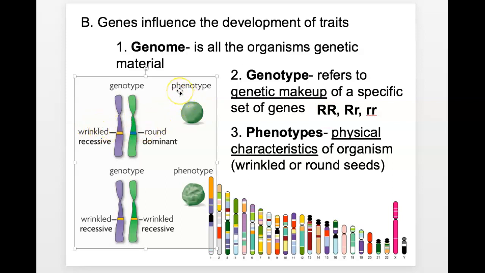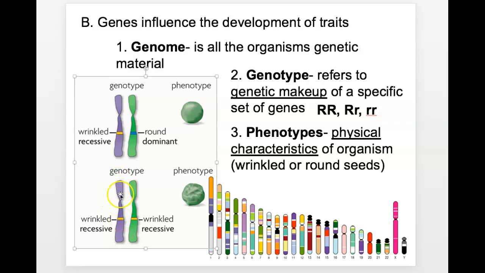which then brings us to our phenotype. And again, the phenotype is the physical characteristics of the organism. So it's telling us we have to choose, is it wrinkled or is it round seeds? And if it's dominant, then it's the round seed. Just simply because a dominant will always overcome the recessive.